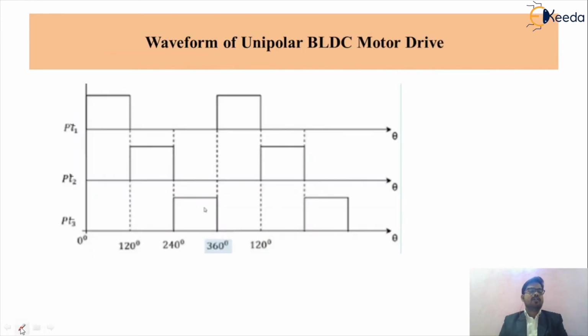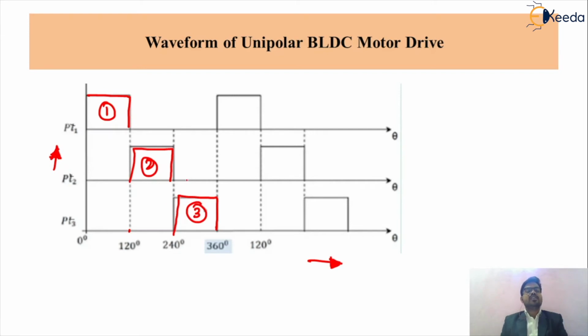But before we start the bipolar BLDC motor, we want to understand the waveform of the unipolar BLDC drive. As we have seen, these are PT1, PT2 and PT3, the different photo transistors which operate, and this is the angle at which these three photo transistors conduct. Photo transistor number 1 is connected for 120 degrees, PT2 is operated for only 120 degrees, and after that photo transistor 3 is operated for 120 degrees.